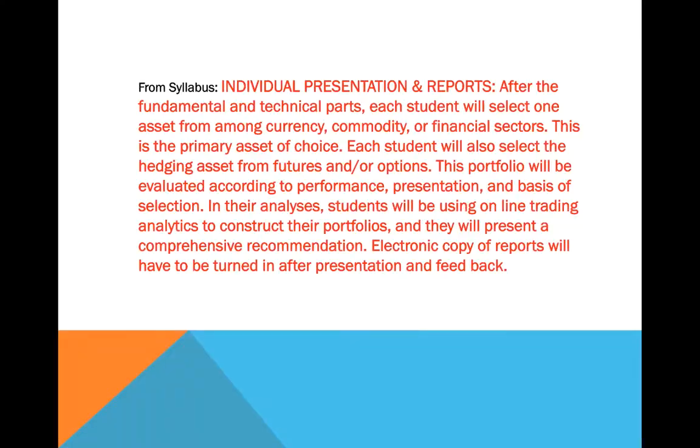look at this. After the fundamental and technical parts, each student will select one asset from among currency, commodity, or financial sector. You need only one asset, and that is your primary asset of choice. Then you have to find the hedging asset from futures and/or options. So if you are taking Japanese yen spot as your currency, then Japanese yen futures or Japanese yen options would be your hedging asset.